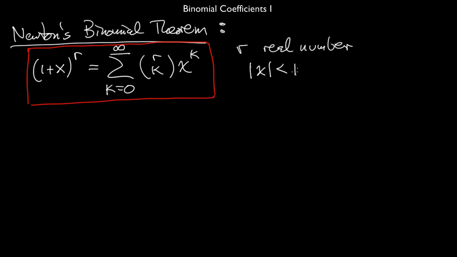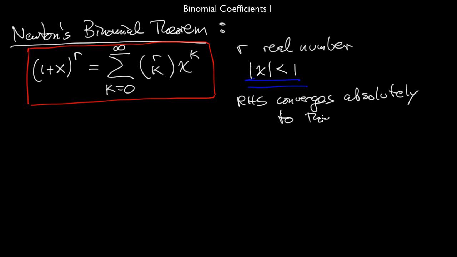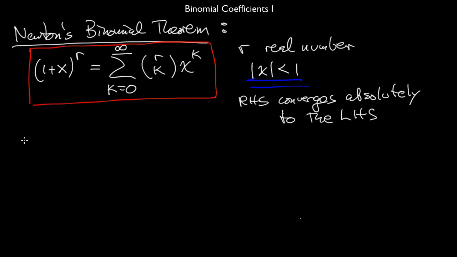And now there's one crucial thing here. This only makes sense for absolute value of x less than 1. Unlike the binomial theorem, this is an infinite power series, and you need to get into some analysis and calculus and convergence and all of that stuff. And the statement is that if absolute value of x is less than 1, then the right-hand side converges absolutely to the value on the left-hand side. So when you talk about infinite power series, you've got to be really careful about convergence and what kind of convergence you have and so on. So I'll come back to that.